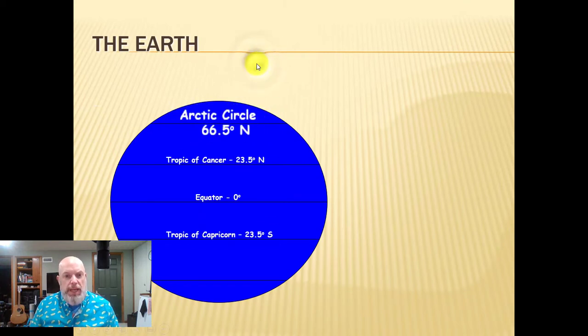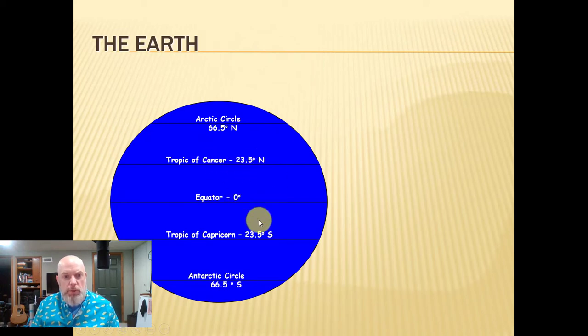There are some very important latitude lines on the Earth. We've got the equator at 0 degrees, and the Tropic of Cancer, which is 23.5 degrees north of the equator. The Tropic of Capricorn is 23.5 degrees south of the equator. Those are easy to remember because they're in alphabetical order. That's how I remember it: Cancer, Capricorn, going from north to south.